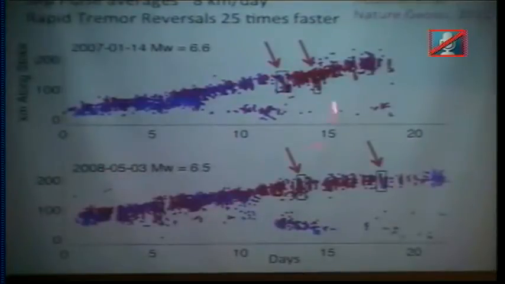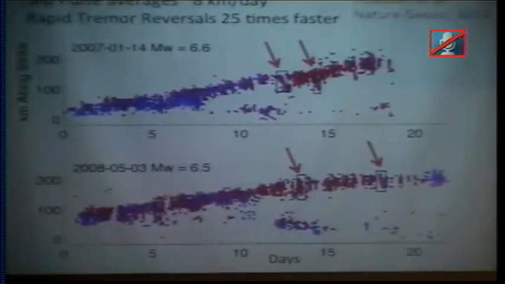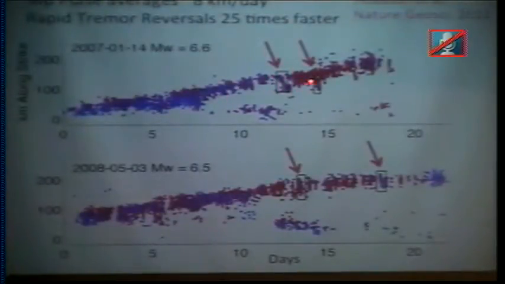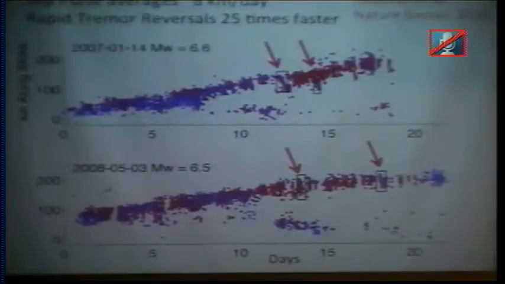Now, I termed these rapid tremor reversals, and they travel about 25 times faster backward along the region that has already broken. So they're basically going along strike, and they're much faster going backwards than the slip pulse is advancing forwards. And in fact, it's going to turn out that they are sensitive to the tides.